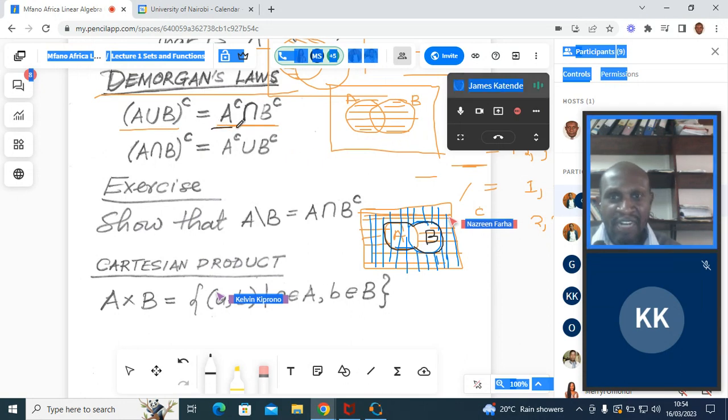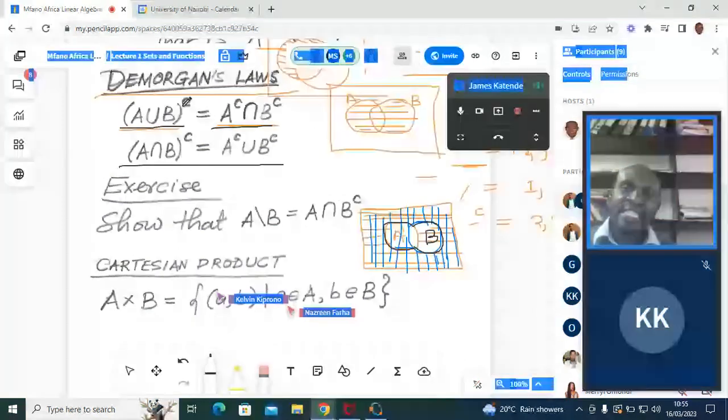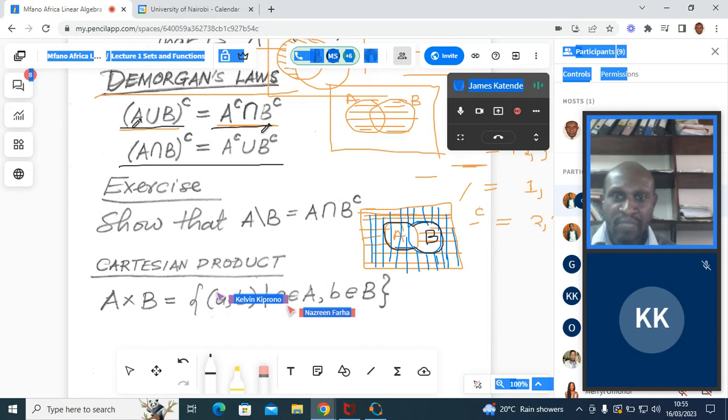So graphically you can prove this, but it's possible to prove this using rigorous mathematical techniques other than just graphs and drawings. But this gives you an idea. So you can try to use the same ideas to check the second condition, the second De Morgan's law. This can also be extended to more than two sets, but we'll not cover that now.